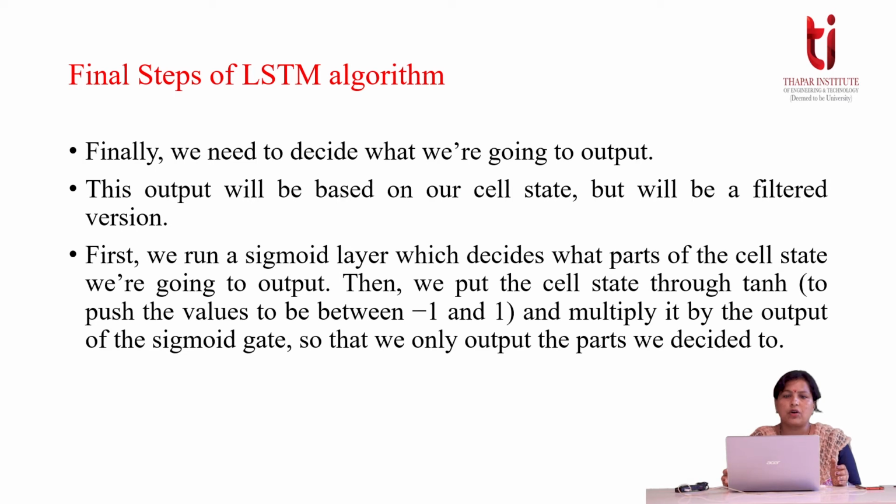Now the final step of the LSTM algorithm. Finally, we need to decide what we are going to output. This output will be based on our cell state, but will be a filtered version. First, we run a sigmoid layer, which decides what parts of the cell state we are going to output. Then we put the cell state through tanh to push the values to be between -1 and 1 and multiply it by the output of the sigmoid gate so that we only output the parts we decided to.